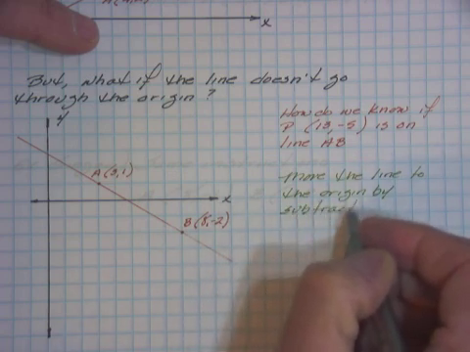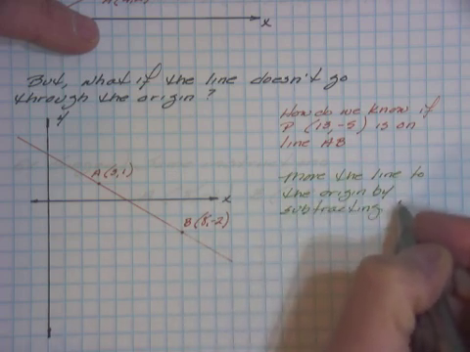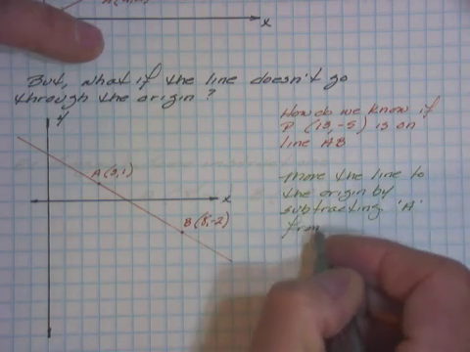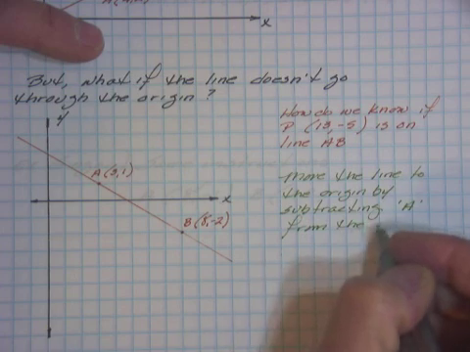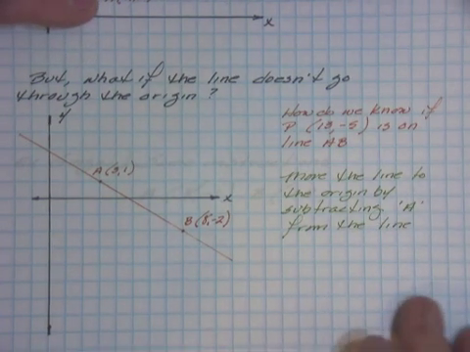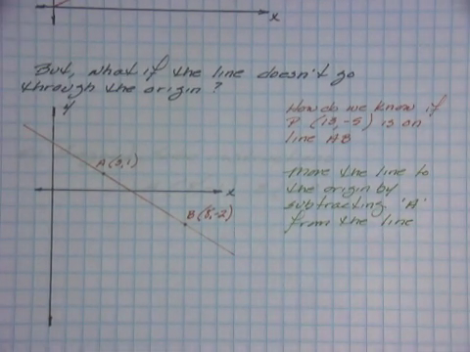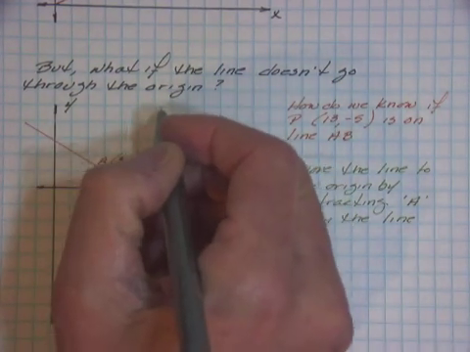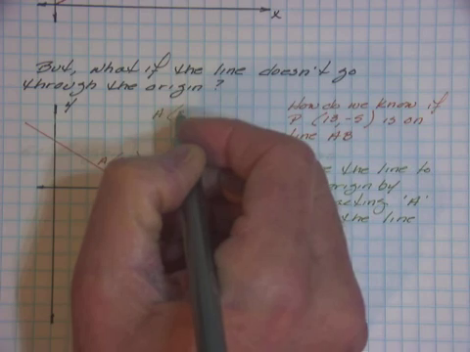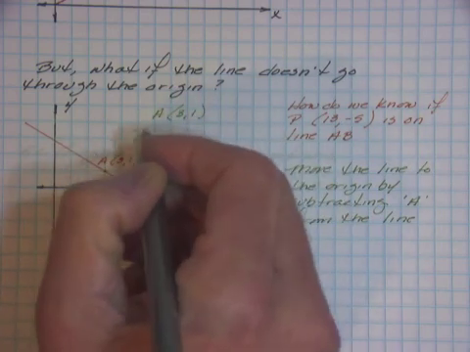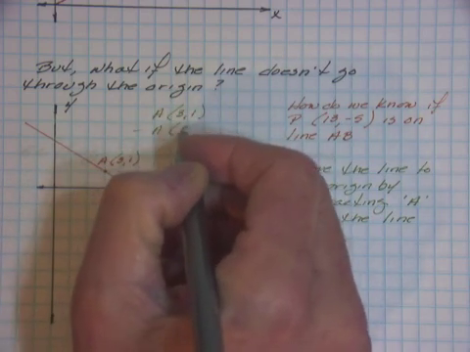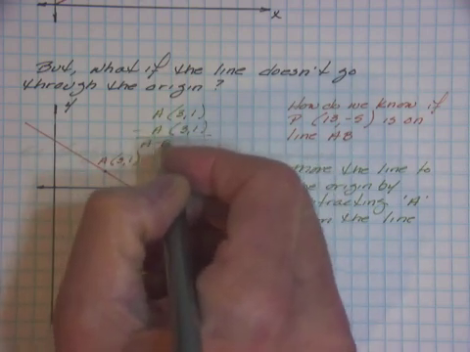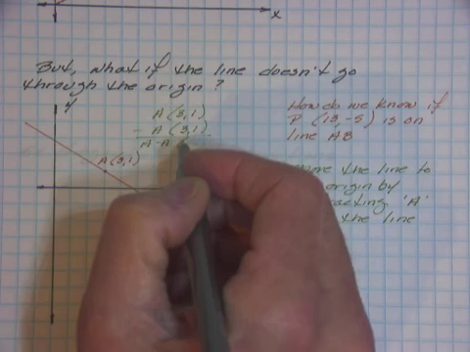By subtracting point A from the line. Okay, that may seem a little confusing, but it's not. Look, here's point A, all right? And it is at 3, 1. Okay? We're going to subtract point A from it.